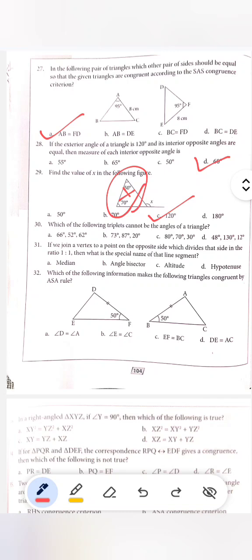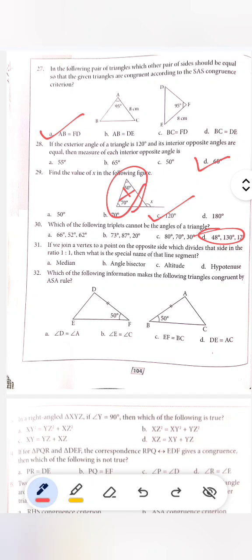Which of the following triples can't be the angles of a triangle? First of all we have to check whether their sum is equal to 180 degrees or not. If it is not, then it is not possible to draw the triangle. Likewise, the first one: 6 plus 2 is 8, 8 plus 2 is 10, 0 carry 1. 6 plus 6 is 12, plus 5 is 17, plus 1 is 18, so 180 degrees. Now 7 plus 3 is 10, 0 carry 1. 8 plus 7 is 15, 15 plus 2 is 17, plus 1 is 18, so 180 degrees. 70 plus 30 is 100, plus 80 is 180 degrees. Now 8 plus 2 is equal to 10, 0 carry 1. 3 plus 4 is 7, 7 plus 1 is 8, 8 plus 1 is 9, and this is 190 degrees. So option D is the correct answer. Rest of all are not.